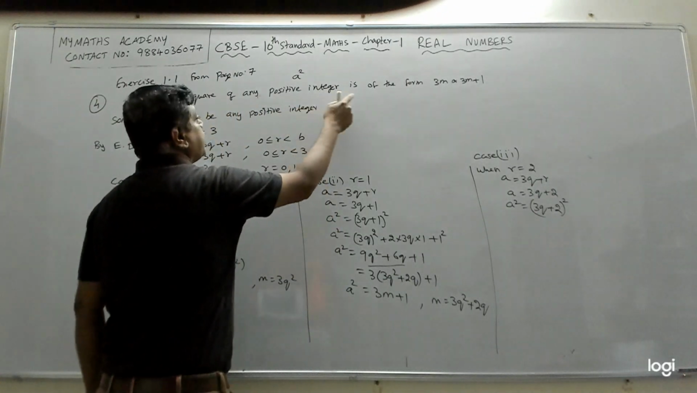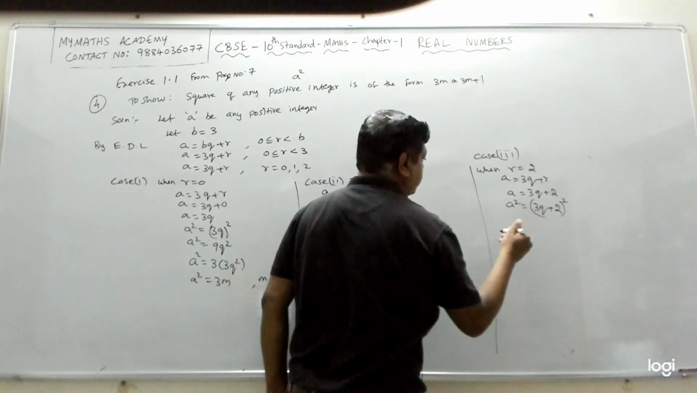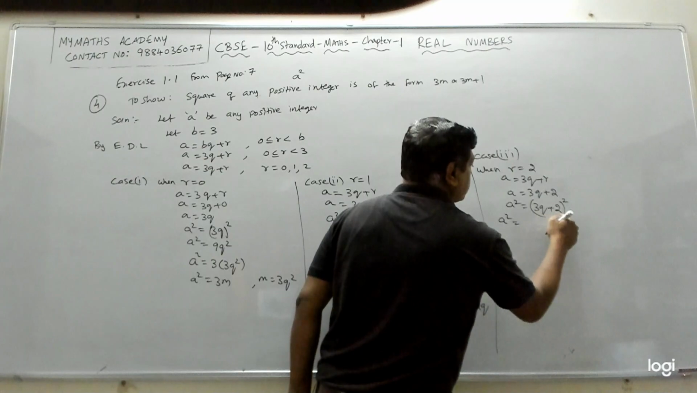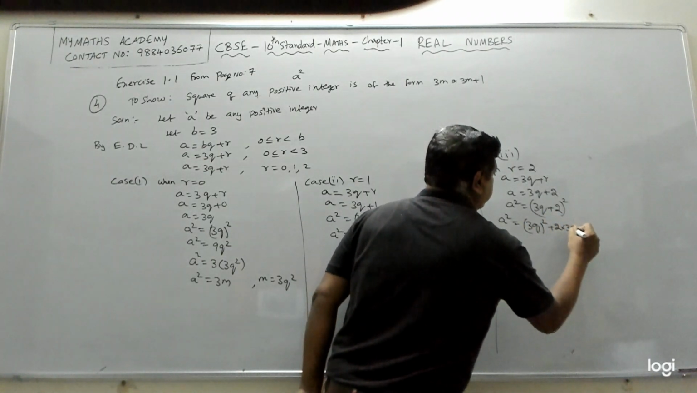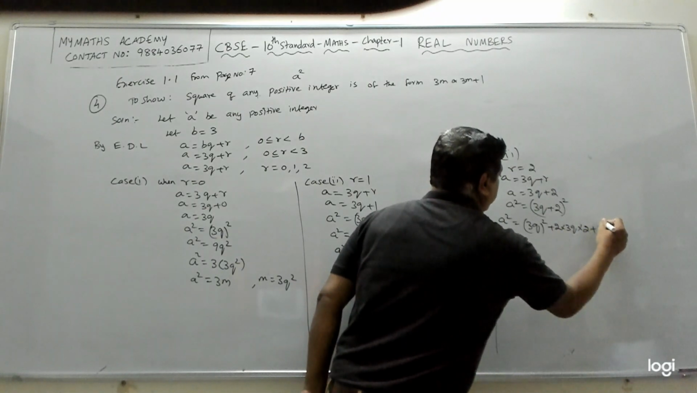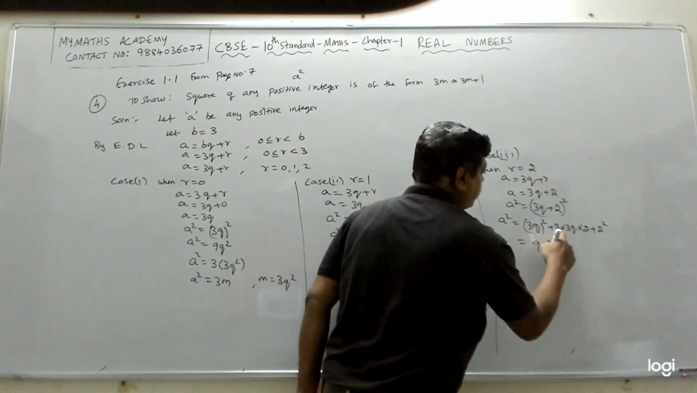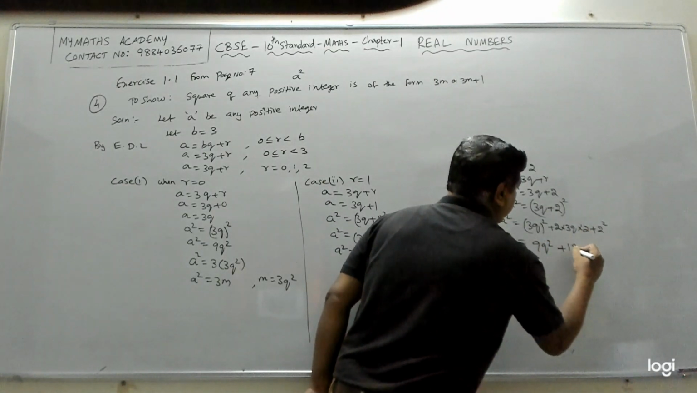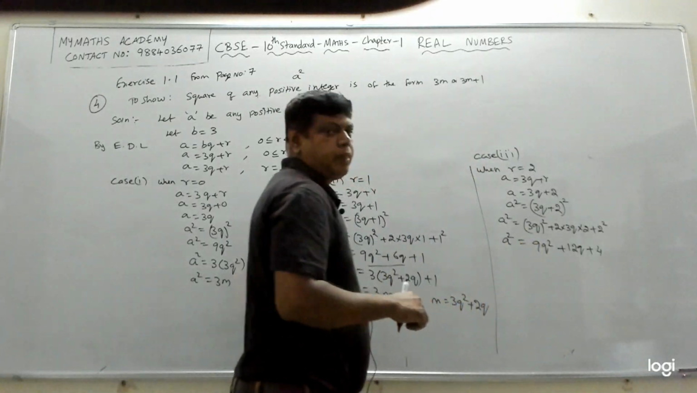You have to say square of the positive number. So once you find a, you have to square this. Then apply the (a + b) the whole square formula: a square plus 2 into a into b plus b square. So this becomes 9q square, 3q the whole square is 9q square. 2 2s are 4, 4 3s are 12, q plus 4. That is my a square.